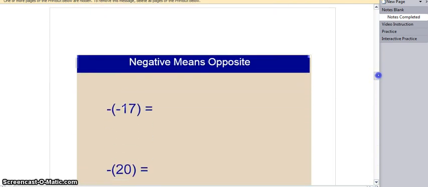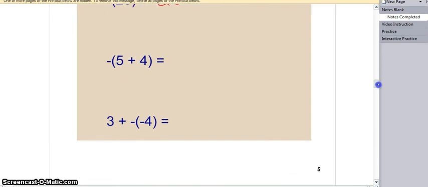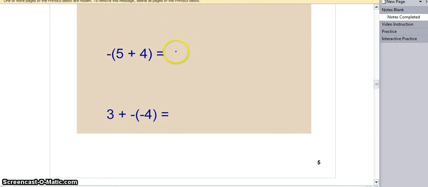Now I'd like you to pause the video and try this next page. The opposite of negative 17 is 17. The opposite of positive 20 is negative 20. The opposite of 5 plus 4 is the opposite of 9, which is negative 9. 3 plus the opposite of 4, the opposite of 4 is 4, gives you 7.